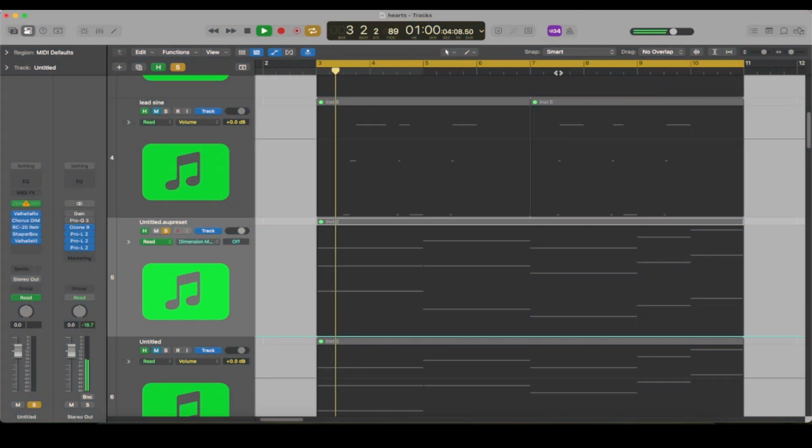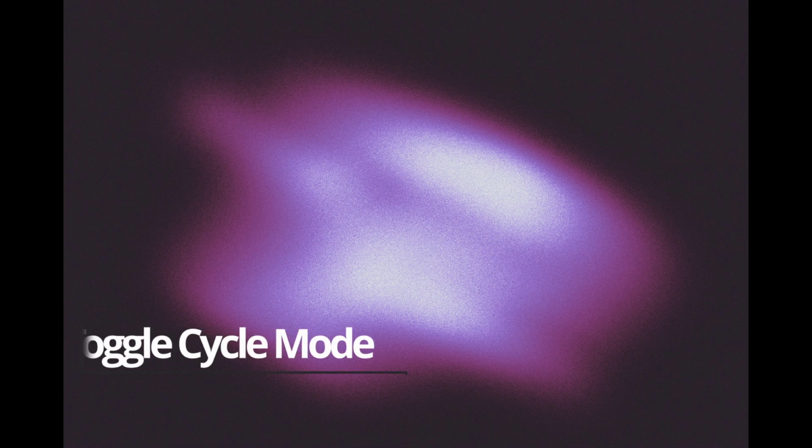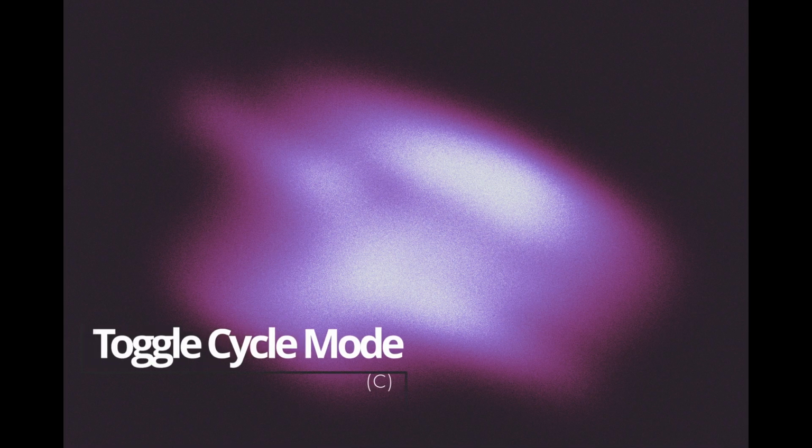Now, these are going to be a little bit more like for beginners, and towards the end there's a couple more tips that are a little bit more advanced. K for metronome. So if you do space and you're playing a region and then you hit K, metronome comes on.